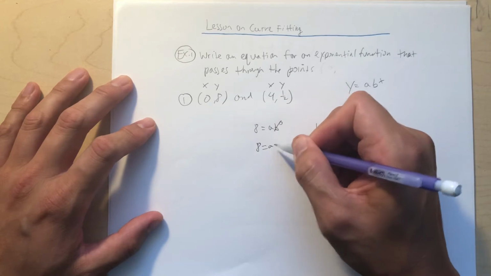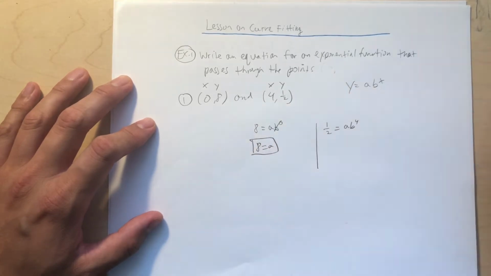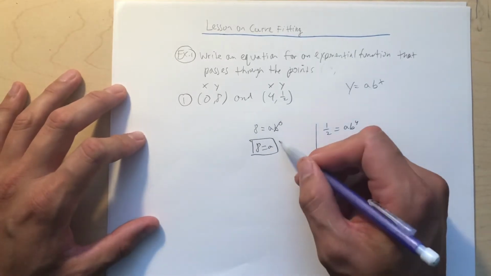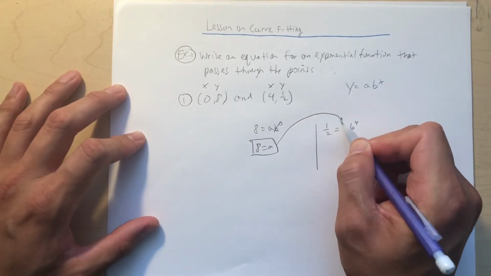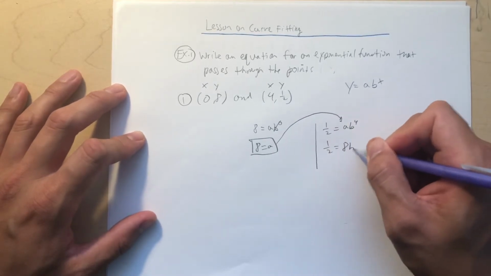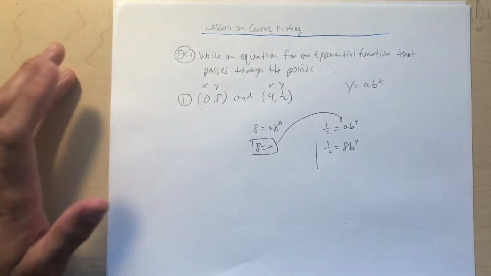So 8 is equal to A times 1. We already know what A is, so that's good. You don't need to do substitution or elimination because now you know what A is. Now we just plug A in here, and then we can find what B is. So 1/2 is equal to 8 times B to the 4th power. Let's go ahead and solve for B.